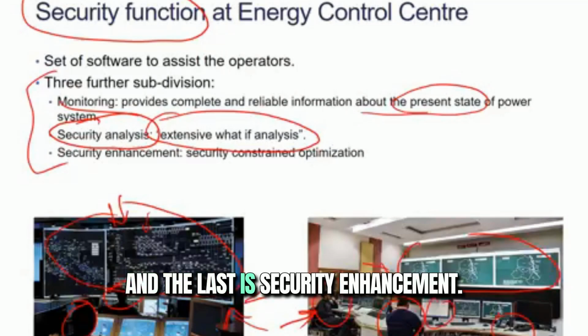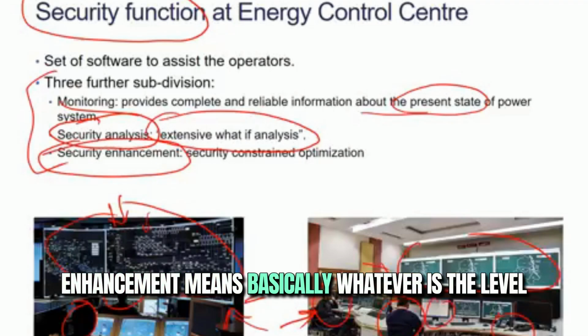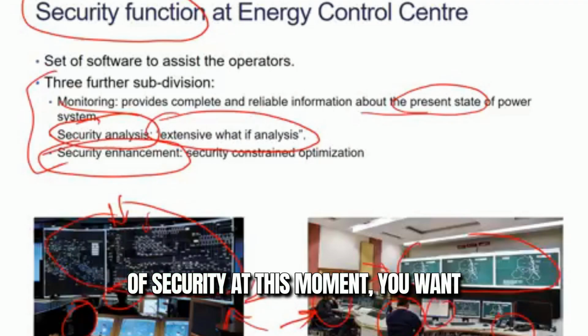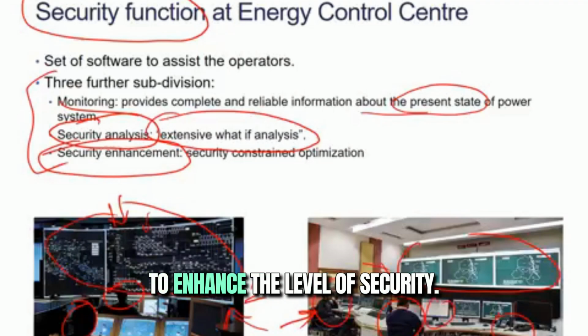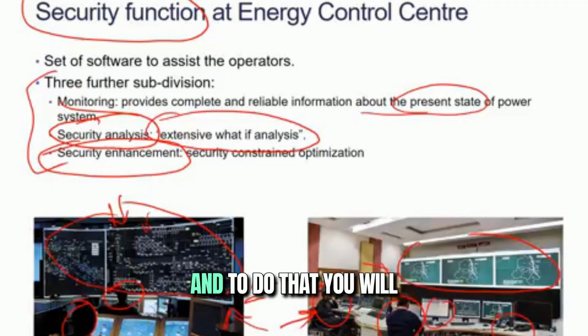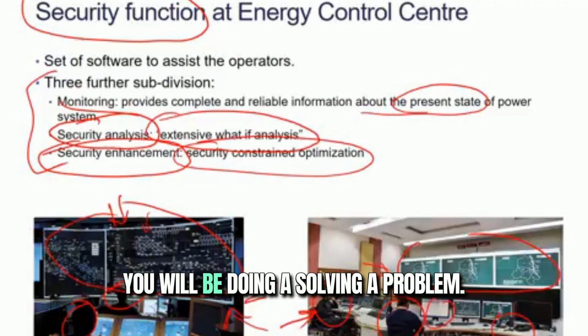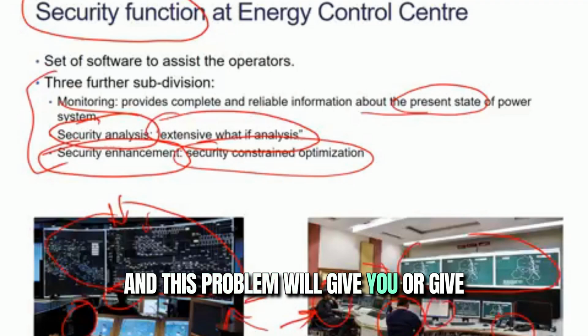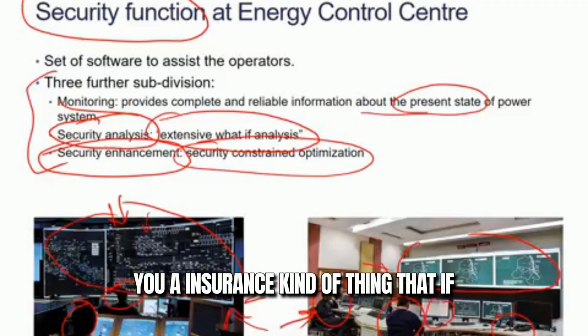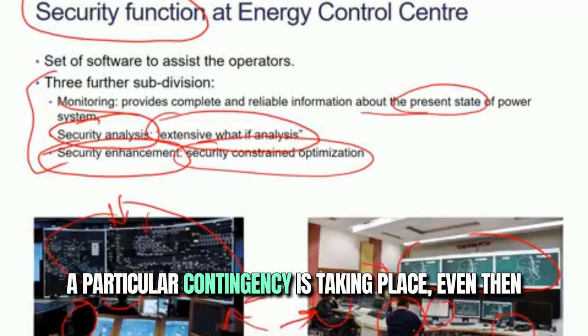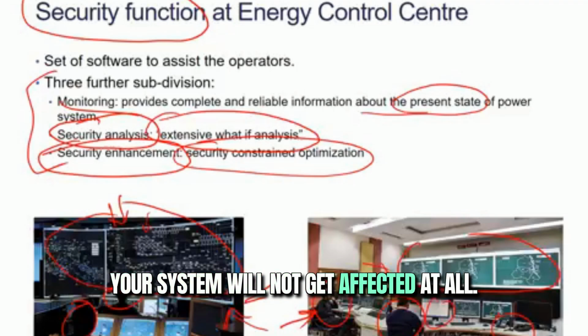And the last is security enhancement. Enhancement means basically whatever is the level of security at this moment, you want to enhance the level of security, and to do that you will be doing security constraint optimization. You will be solving a problem, and this problem will give you a kind of insurance, that if a particular contingency is taking place, even then your system will not get affected at all.